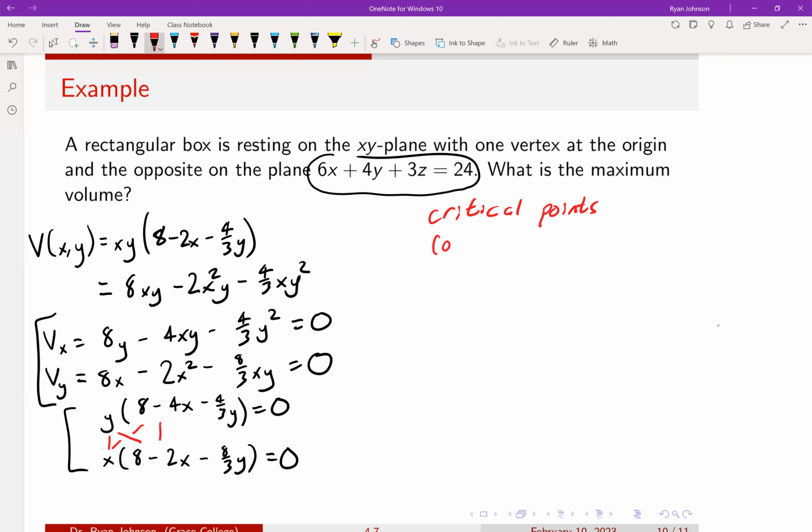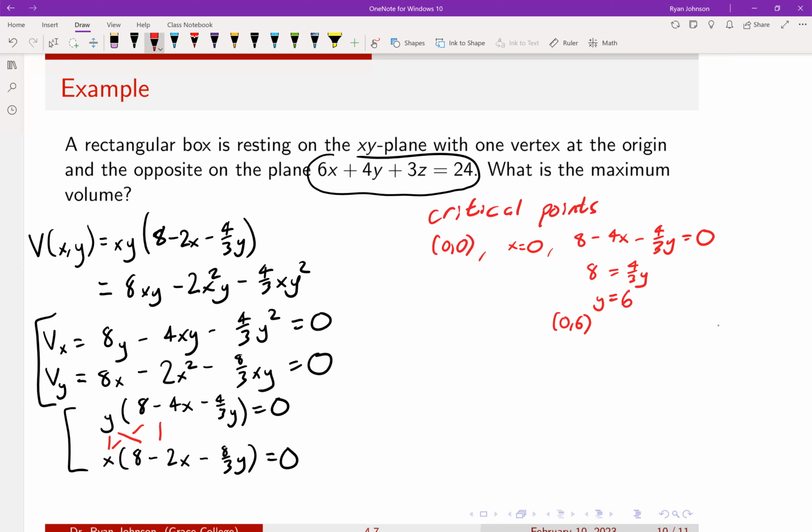If x and y are both 0, then I get 0, 0. Okay, well, what if x is 0, and then 8 minus 4x minus 4/3 y equals 0. Well, if x is 0, then you're dealing with 8 equals 4/3 y. Multiply 8 by 3/4, and y equals 24 divided by 4. That's 6. So then that's the point 0, 6.